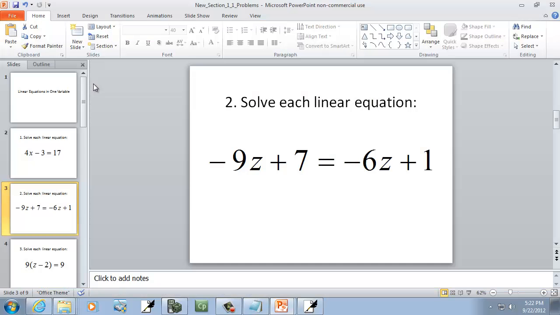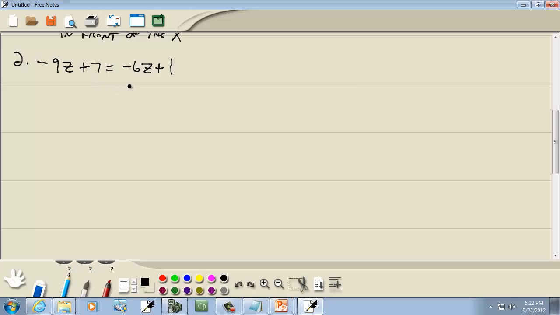So here we have negative 9z plus 7 equals negative 6z plus 1. First step, get rid of parentheses. Don't have any. Second step, get rid of fractions. Don't have any. Third step, get everything with a z on one side, numbers on the other. So I'll take negative 6z to the left side, and I'll take the 7 to the right side. Anytime you take anything across the equals, the sign changes. So negative 6z becomes a positive 6z. The positive 7 becomes a negative 7.